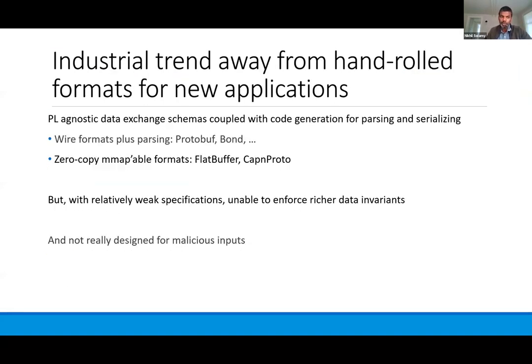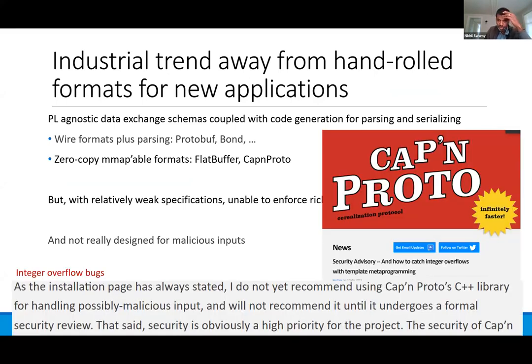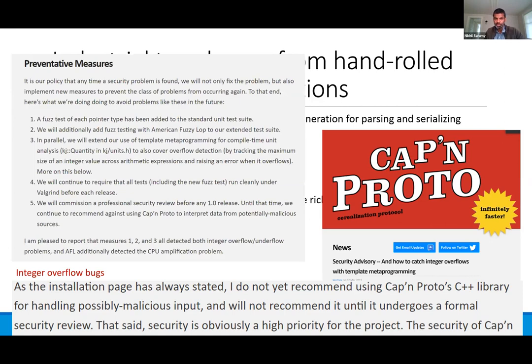While there's an industrial trend away from hand-rolled formats for new applications, with libraries like Protobuf and Cap'n Proto and Bond and so on, it's good to use these tools that are moving away from handwritten parsers, but these tools are not really designed for malicious inputs, not all of them at least, and you don't get formal correctness guarantees out of them. For instance, a recent library called Cap'n Proto is designed to give you efficient parsing, but it's really not designed for use in adversarial scenarios. Despite them being quite careful about how they position their work, it's not really meant for use in an adversarial setting.